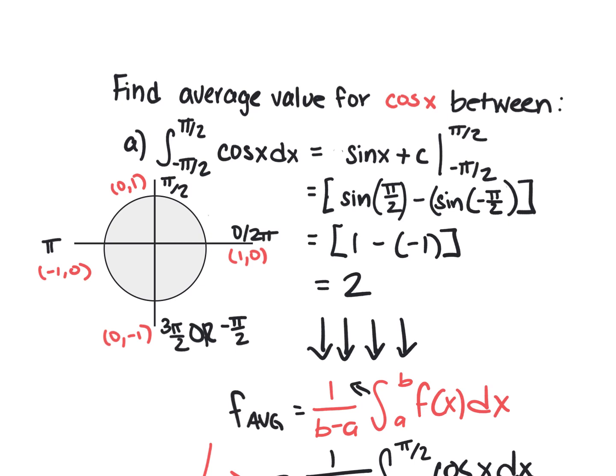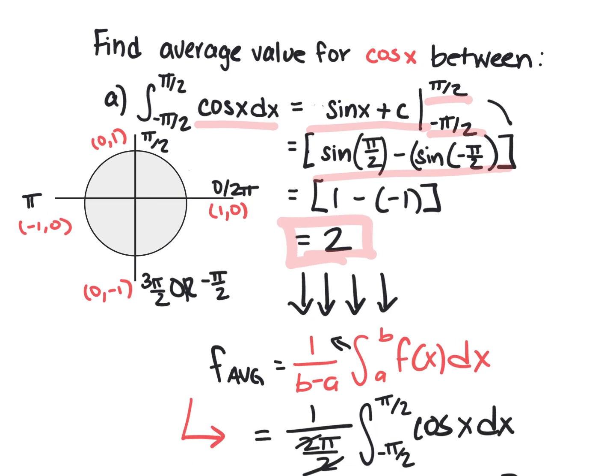In the quiz, I was supposed to find the average value for the cosine from negative pi over 2 to pi over 2. So what I first did is found the integral right here. The integral of cosine is going to be sine of x. And then I just plugged in these two numbers right here. And I basically found 2. And we're not done yet.